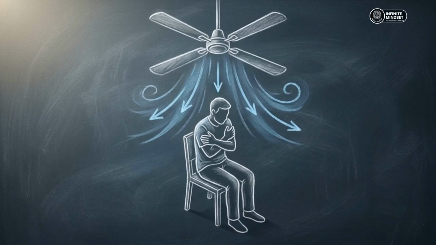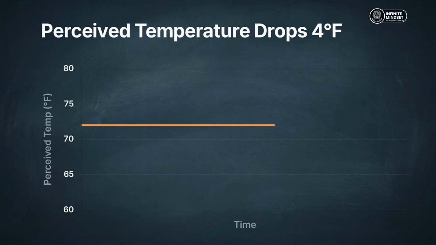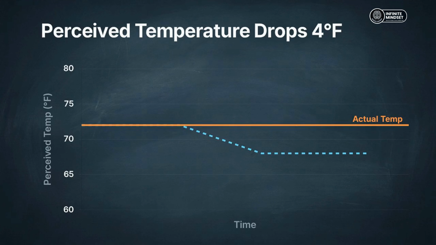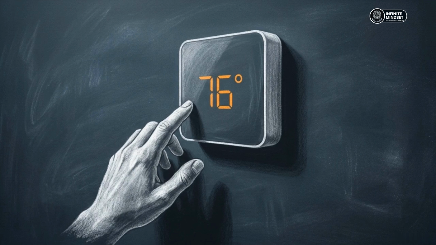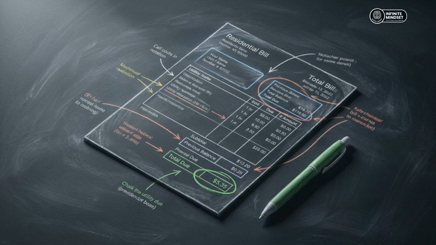This localized physical phenomenon creates a wind chill effect, making the ambient environment feel up to 4 degrees Fahrenheit cooler than the actual temperature of the room. Because the occupants feel cooler, they can raise their air conditioning thermostats by those corresponding 4 degrees, which yields up to 30% in energy savings.